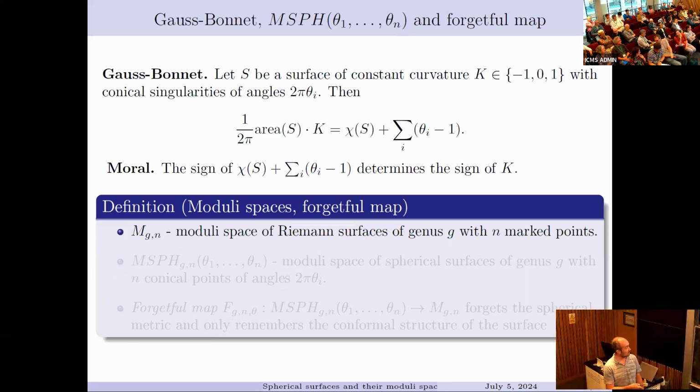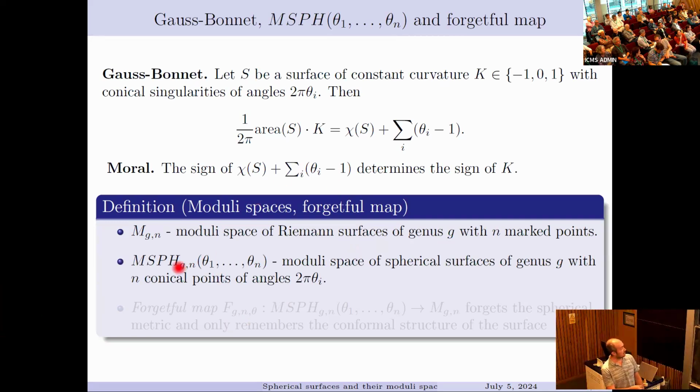And what is of interest to me is the moduli space of spherical surfaces. So again, I fix the genus, I fix the number of points, and fix the angles. And then we consider just the space of all such metrics. It's not hard to see that you can introduce a topology on this space, say, Gromov topology. And we want to understand the space.